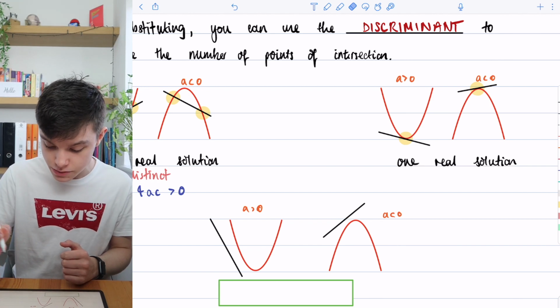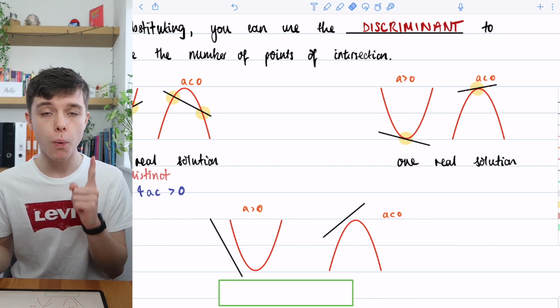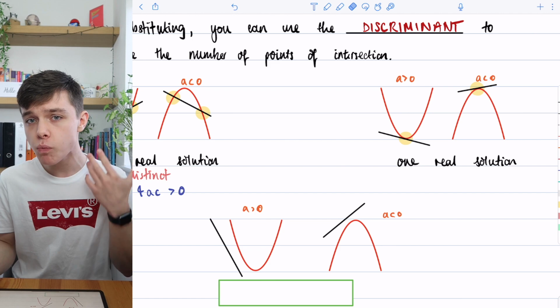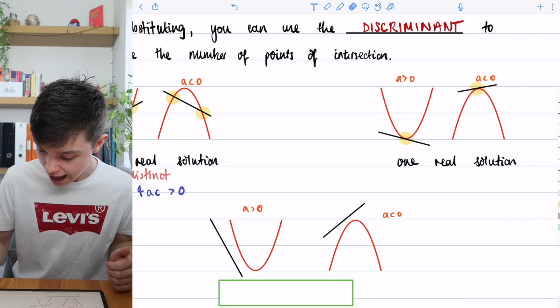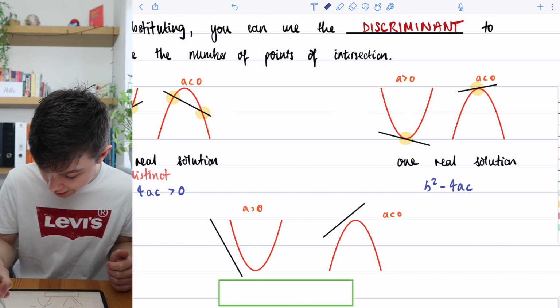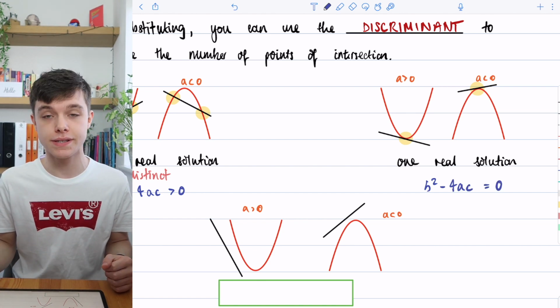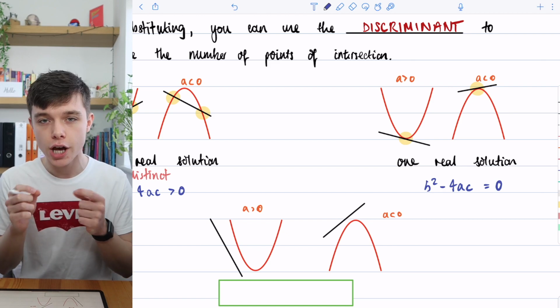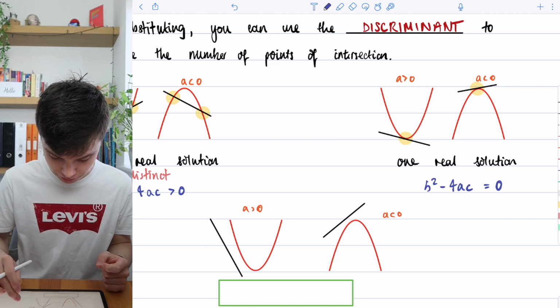So if that's the case, we just have 1 real solution. We've got 1 point of intersection, so we have 1 real solution. And then in terms of the discriminant, that means b squared minus 4ac will be equal to 0. Okay, and if you're unsure on this, do have a look at the discriminant video.